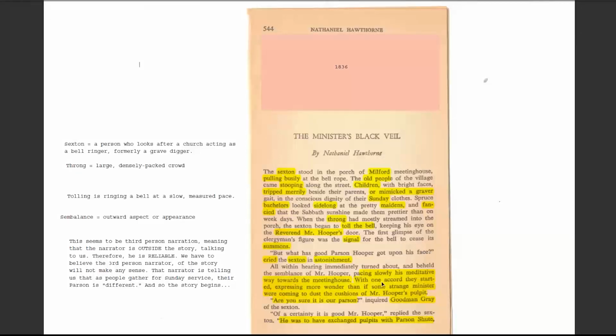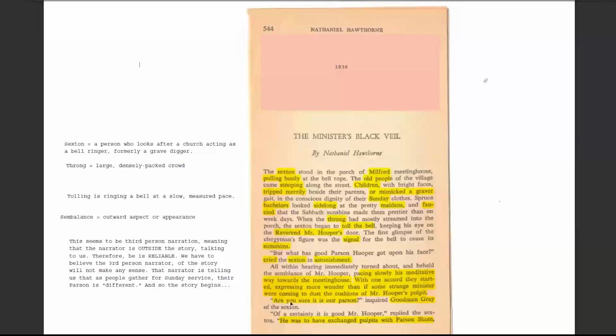With one accord, they started, they jumped, they're shocked, expressing wonder that some strange minister were coming to dust the cushions of Mr. Hooper's plot. Some stranger's coming. They jumped. What's he got on his face?